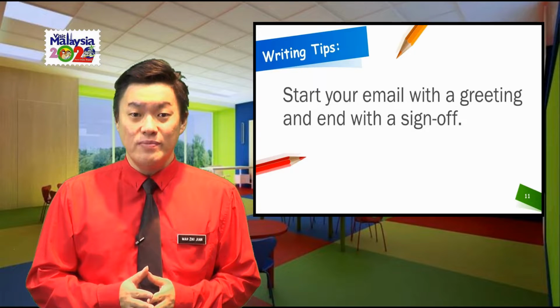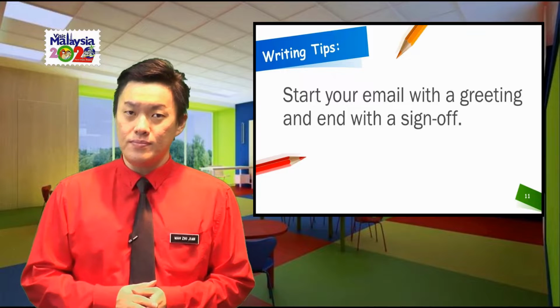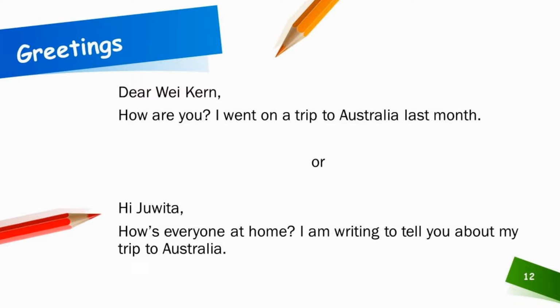Writing tip 4. Remember to start your email with a greeting and end with a sign off. When we write an email, we always start with a greeting before we talk about our topic and ideas. For example, in the email about a trip, we can say, Dear Waken, how are you? I went on a trip to Australia last month. Or, Hi Juwita, how's everyone at home? I'm writing to tell you about my trip to Australia.